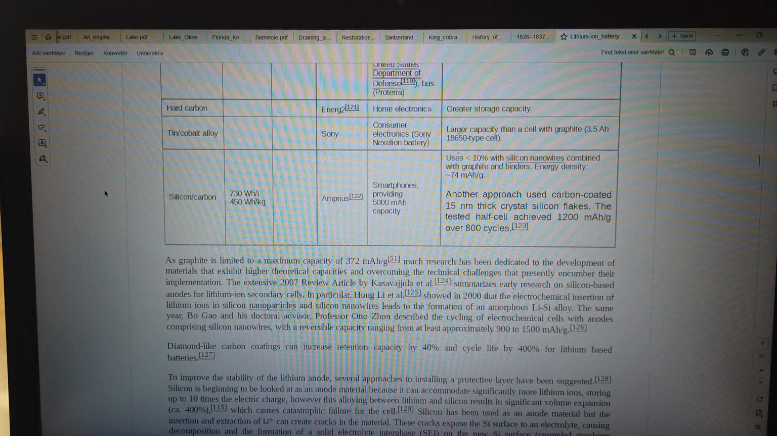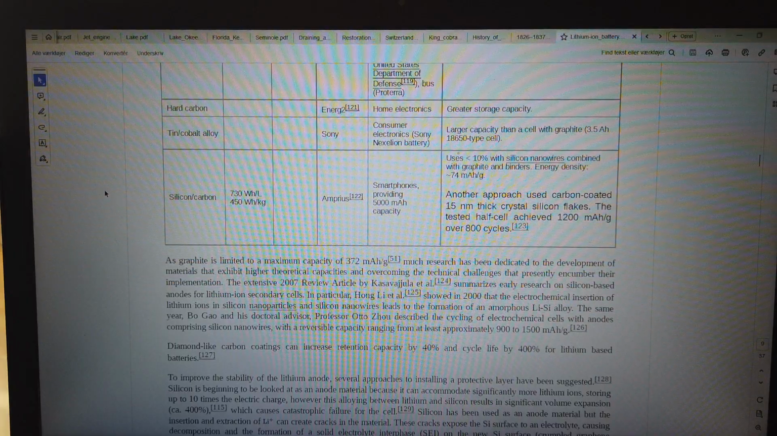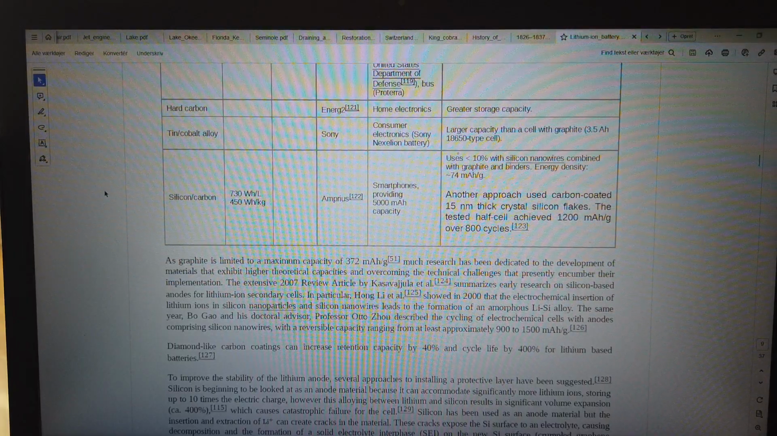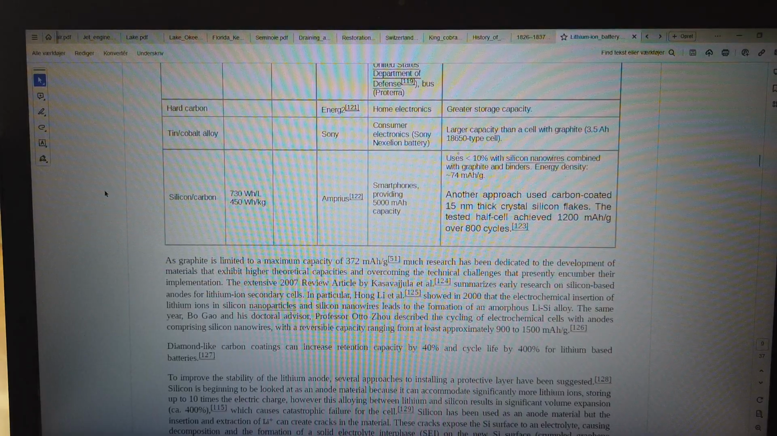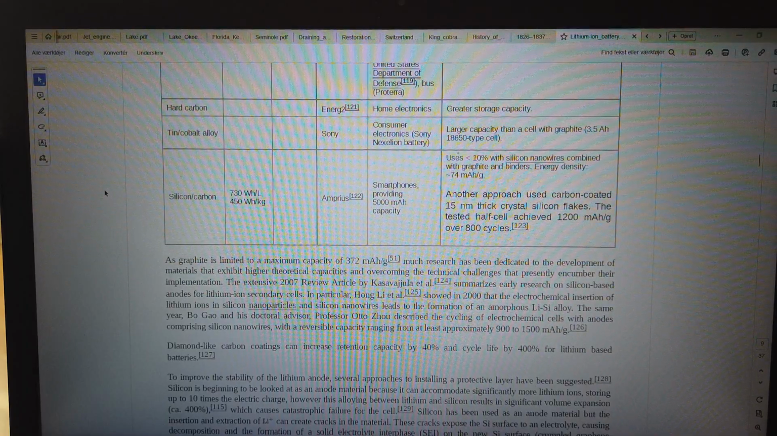[120] Hard carbon, NG2, [121] home electronics, greater storage capacity. Tin/cobalt alloy, Sony, consumer electronics, Sony Nexelion battery, larger capacity than a cell with graphite, 3.5 Ah, R18650 type cell.